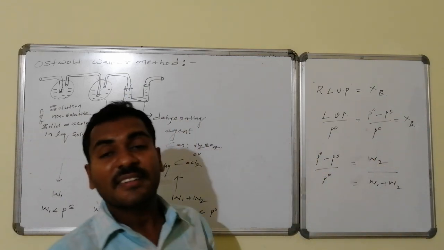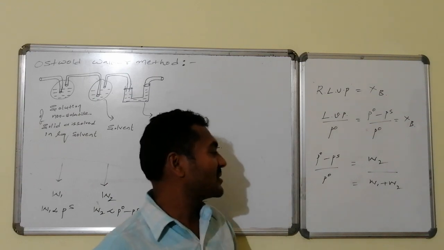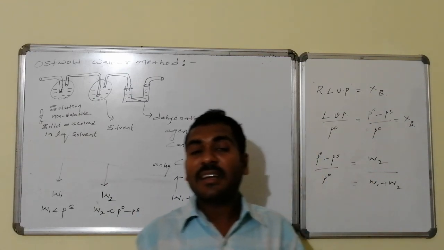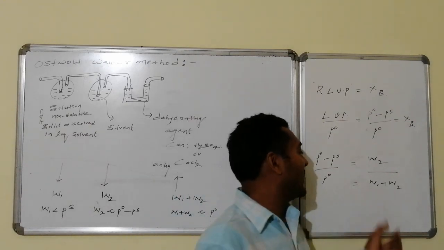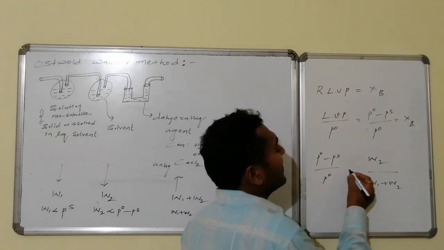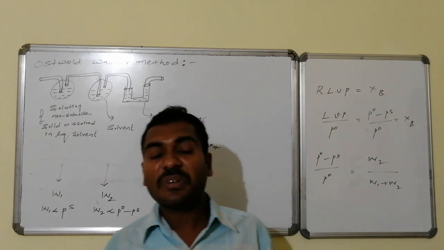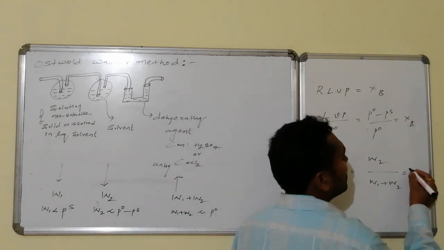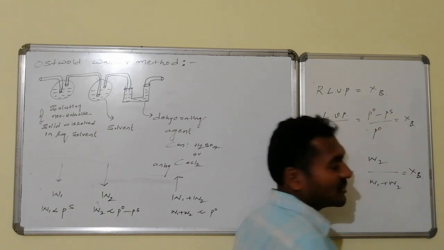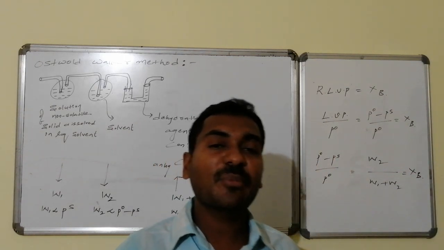After removing proportionality, they become equal to one another. Thus, relative lowering in vapor pressure becomes equal to the weight loss in the solvent chamber divided by the total weight gained in the dehydrating chamber, which in turn becomes equal to the mole fraction of solute. This is the Ostwald-Walker method.